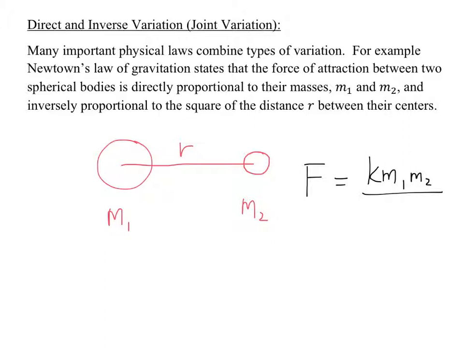So it's directly proportional to their masses. Usually if it's directly proportional to the first mass, it'd be km1. If directly proportional to the second mass, it'd be km2. If it's both masses, it's km1m2. And if it's inversely proportional to the square of the distance between them, what would that look like?